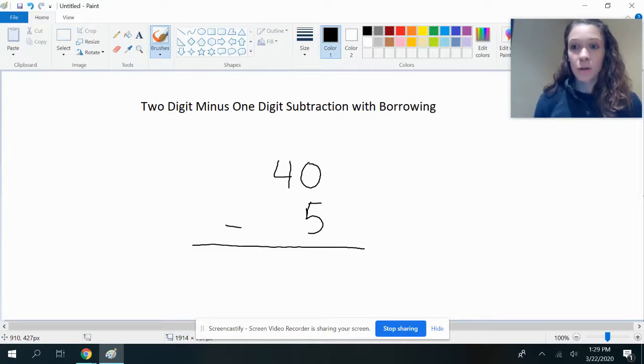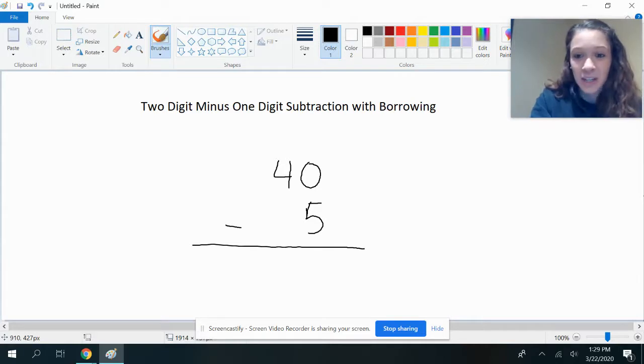Okay, I'm going to hold up 0 fingers. Okay, now what I need to do from that is take away 5. If I don't have any numbers, I have nothing to take away from. So I cannot do 0 minus 5. So that does mean that we'll need to borrow.